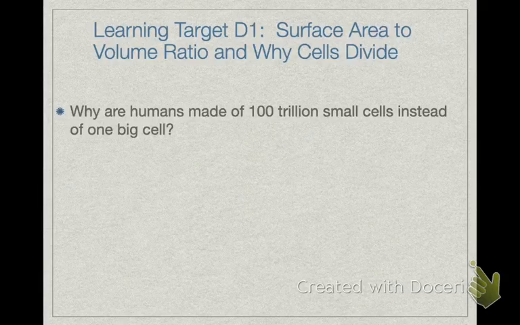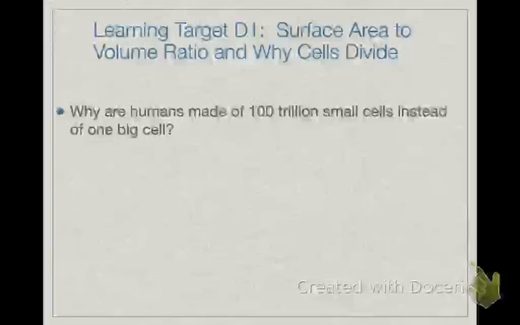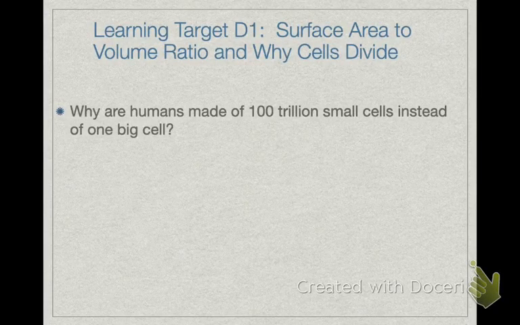So you've got liver cells that are different than skin cells, that are different than nerve cells, but they all carry the same instructions. They just read different parts of the instructions. We went over all of that last week. Today we're going to answer the question, why do we have so many little cells and not just be made out of fewer larger cells?